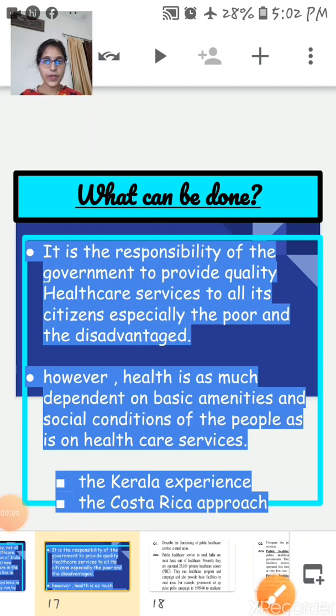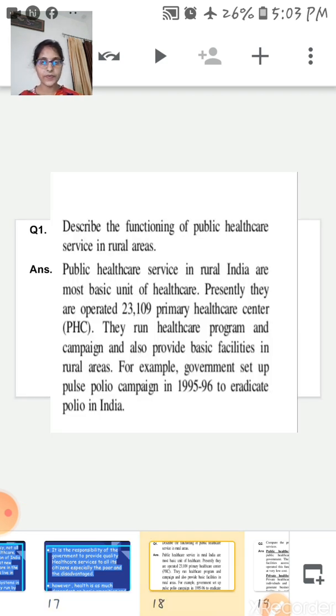So basically, as we know, in a democratic country or in any country, it is the expectation of the people that the government works for the welfare of the people through providing proper education, proper health facilities and so on, because it is the responsibility of the government to provide better healthcare facilities and quality healthcare services to all the citizens of the country to improve the health situation of the people, right? Okay, so this is all about your chapter. Now let's discuss a few questions and answers.